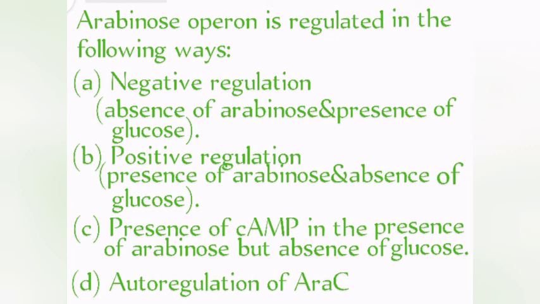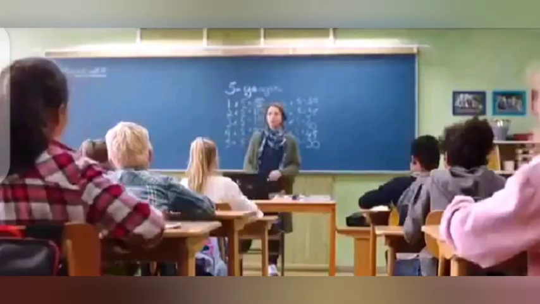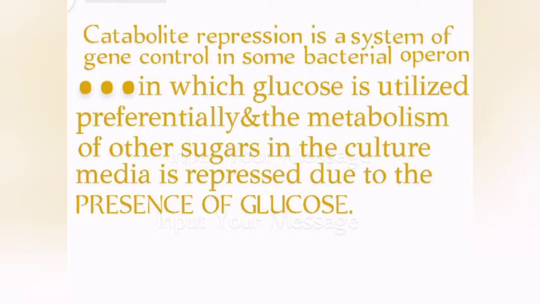Now, let's briefly see what catabolite repression is. Catabolite repression describes the reversible effect by which during a rapid catabolism of one carbon source, uptake and catabolism of a poorer substrate as another source of carbon is prevented. Also, catabolite repression is a system of gene control in some bacterial operons, in which glucose is utilized preferentially and the metabolism of other sugars is repressed due to the presence of glucose.